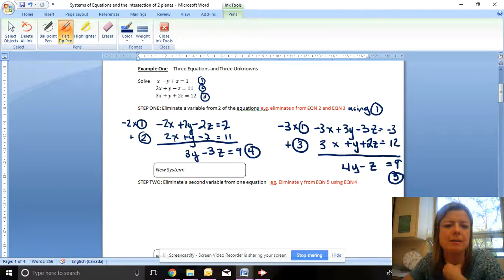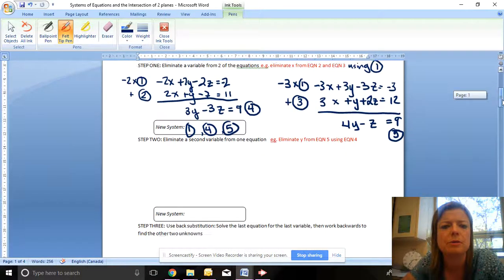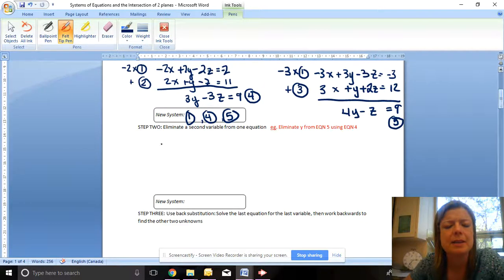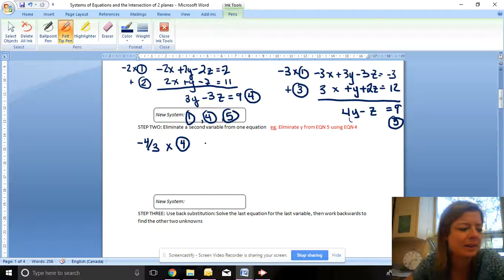So now the new system that I'm trying to solve is equation 1, equation 4, and equation 5, okay? So 2 and 3 have been altered, but the system 1, 4, 5 is an equivalent system to 1, 2, 3. So now my next step is to eliminate a second variable from one equation. So I'm going to eliminate y from equation 5 using equation 4. So I need to multiply equation 4 by -4/3 in order to get a coefficient so that the y's will eliminate.